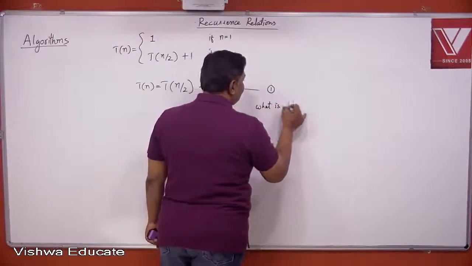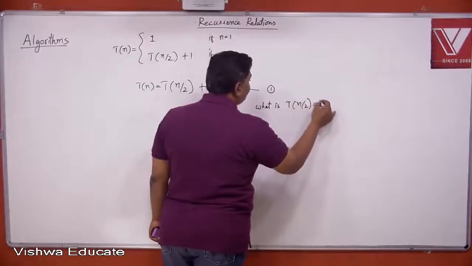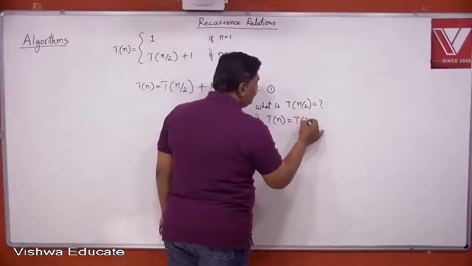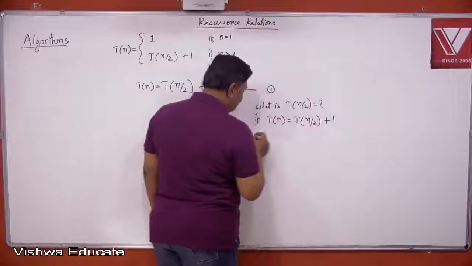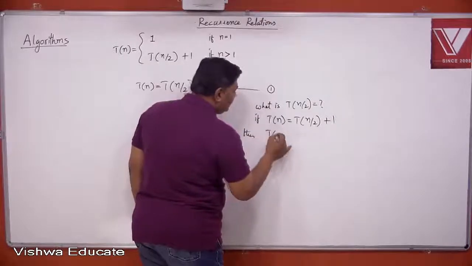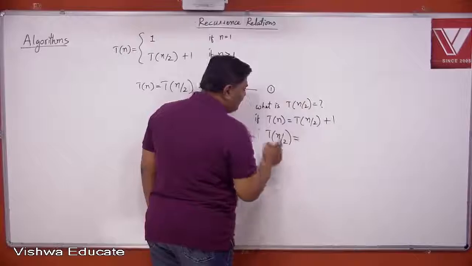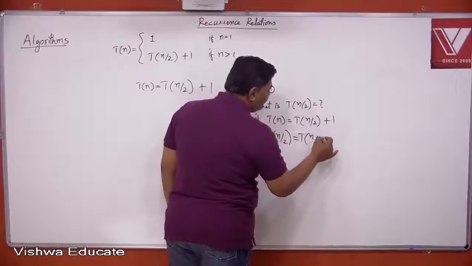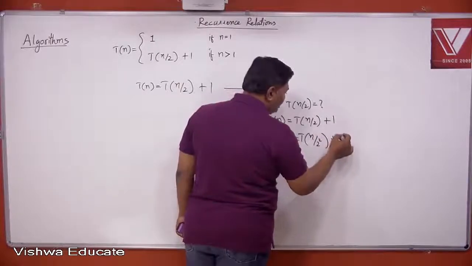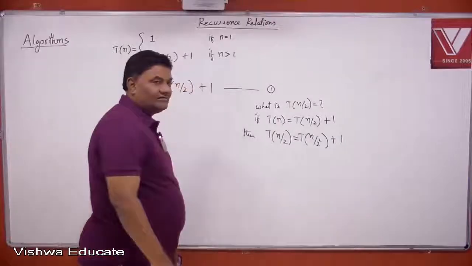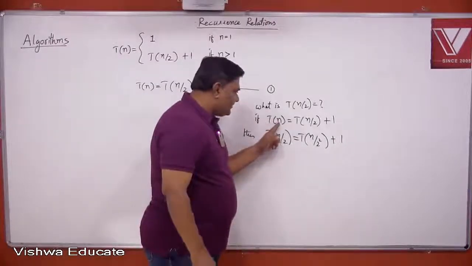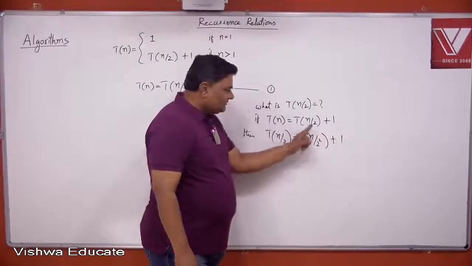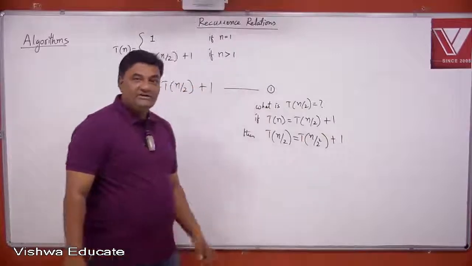What is T(n/2)? Find out. If T(n) is equal to T(n/2) plus 1, then T(n/2) will be what? When this is n, this is n/2. When this is n/2, this is n/2 squared, n/4, plus 1 as it is. In place of n, we have n/2. So in place of n, put n/2. Then the /2 is already there. So T(n/2 squared) plus 1.